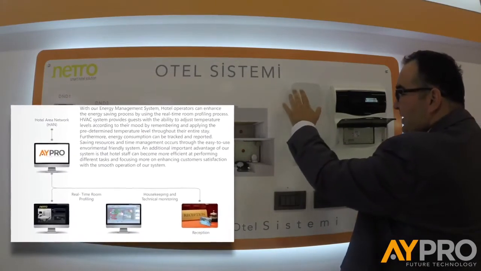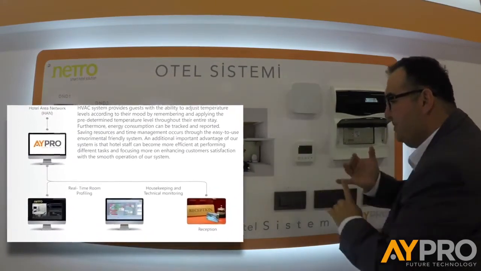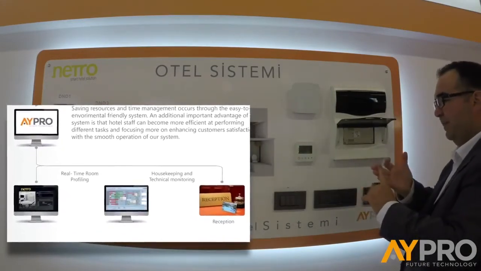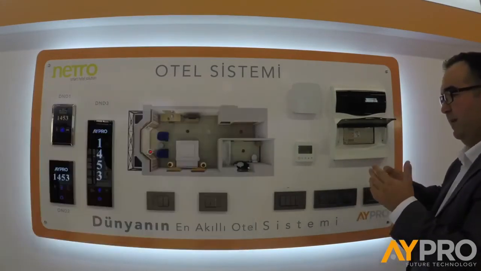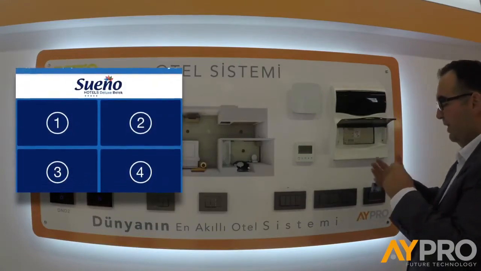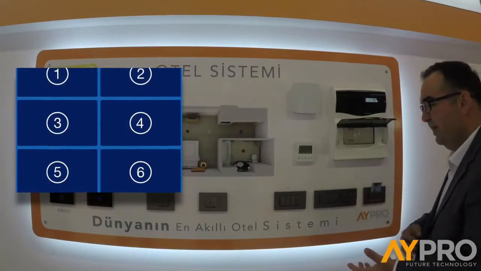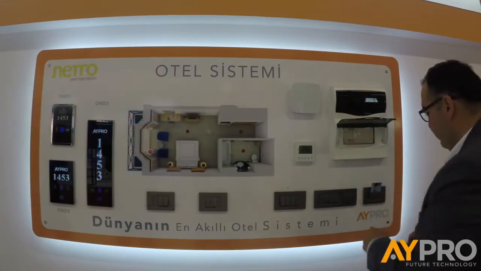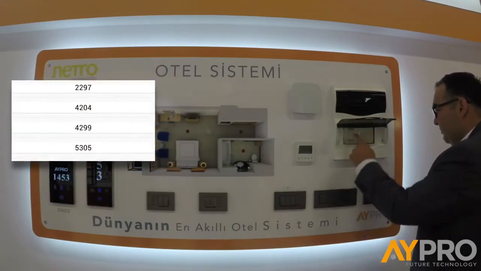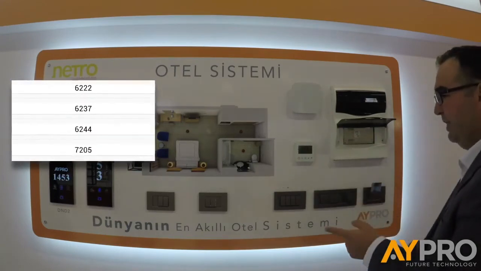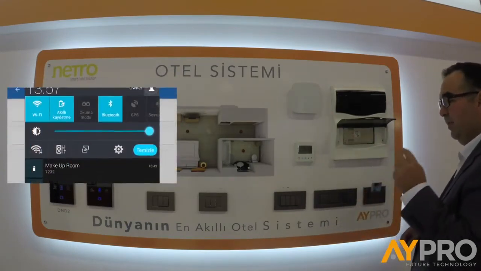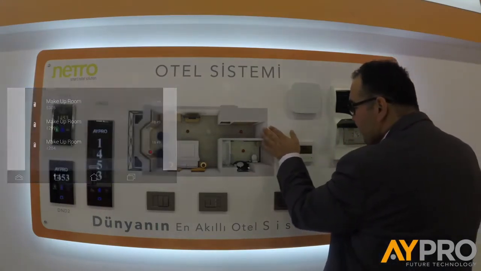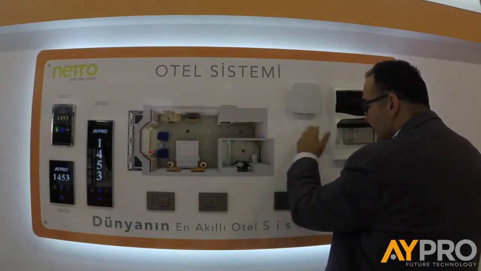From the hotel network, this information goes to the reception, to guest relations, and to the technical department. And also we have some typical applications for the iOS and Android versions, which I will show you here. When the guest presses make up my room, the maid can see this information in 2 seconds. So she can go directly to the room, make up the room and go back.